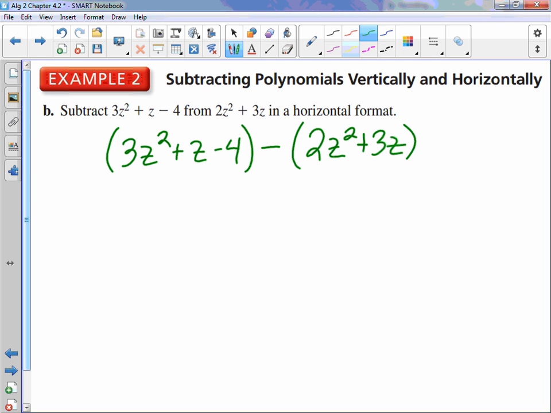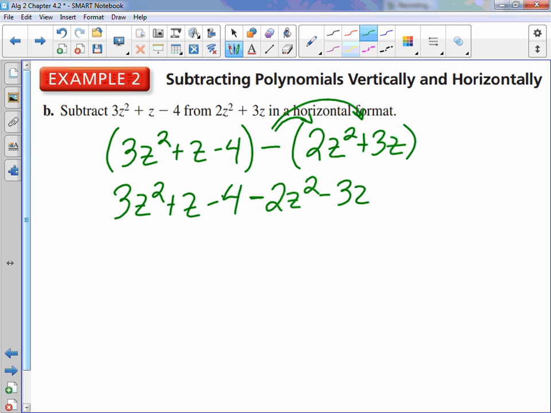Now with addition, the parentheses really didn't matter. We just dropped them and moved on. But because of this subtraction, it has to be applied to everything inside the parentheses because we're subtracting it, yes? So the first one's still going to be 3z squared plus z minus 4. It's not going to change. But this 2z squared is now going to be negative 2z squared. This 3z is now going to be minus 3z. It's going to change the signs of what's inside the parentheses because we're really multiplying through by negative 1.